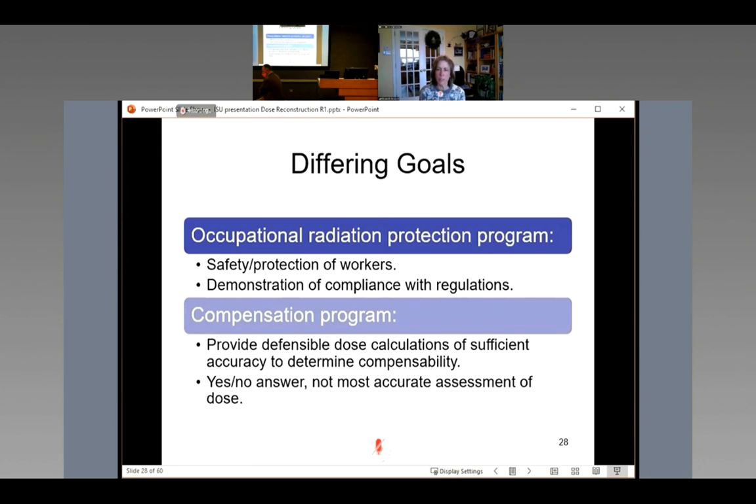I'll mention here, I believe that there are compensation programs in other countries that work on a percentage. So it's not an all or nothing. I believe it's based on the probability. I don't know the details, but in this case, it is all or nothing. And the percentage would be more difficult because then you would need a much more accurate assessment if you were going to base it on some percentage of probability.